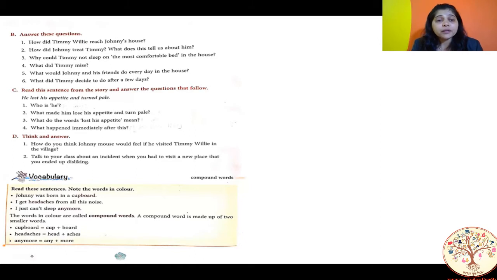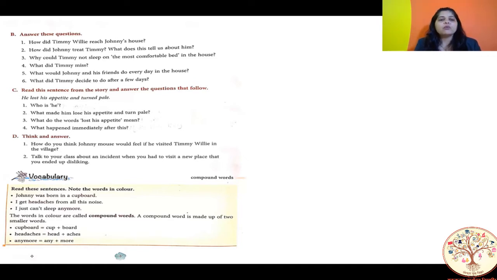What made him lose his appetite and turn pale? Because all the time he was running and running, running. And who was behind him? The cat. So he was running and afraid of that cat. That's why he turned pale and lost his appetite. What do the words lost his appetite mean? Lost his appetite means willingness to eat was lost.